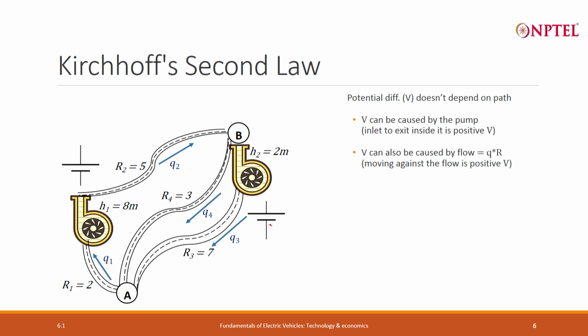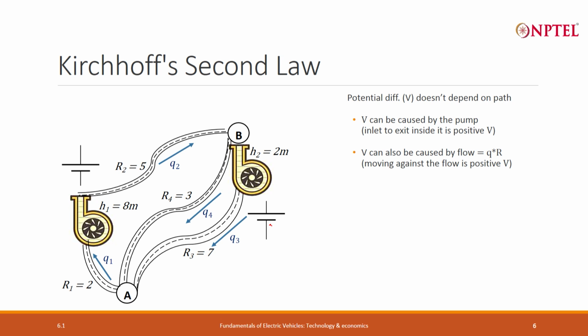Likewise, if I am traveling inside a pump or a battery from the inlet side to the exit side, that is again considered positive, and the converse of it is negative. So, using these two simple rules, we can choose any path that we like and compute the potential difference. Now, the question is, I want to know how much is the water flow in each of the pipes.